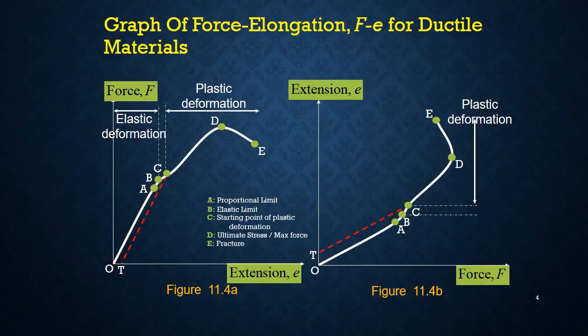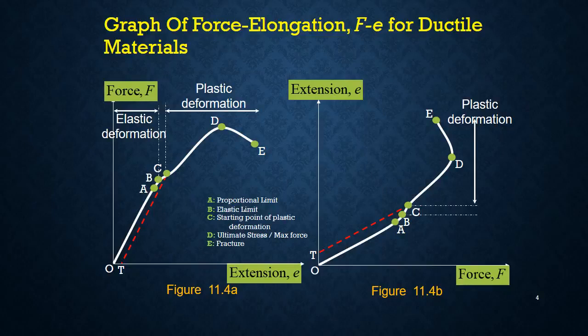As mentioned before, the characteristic or behavior of a material can be deduced from the graph of stress versus strain or force versus extension. The graph of force versus extension is similar to the graph of stress versus strain. The behavior of a material can be explained from 5 stages.